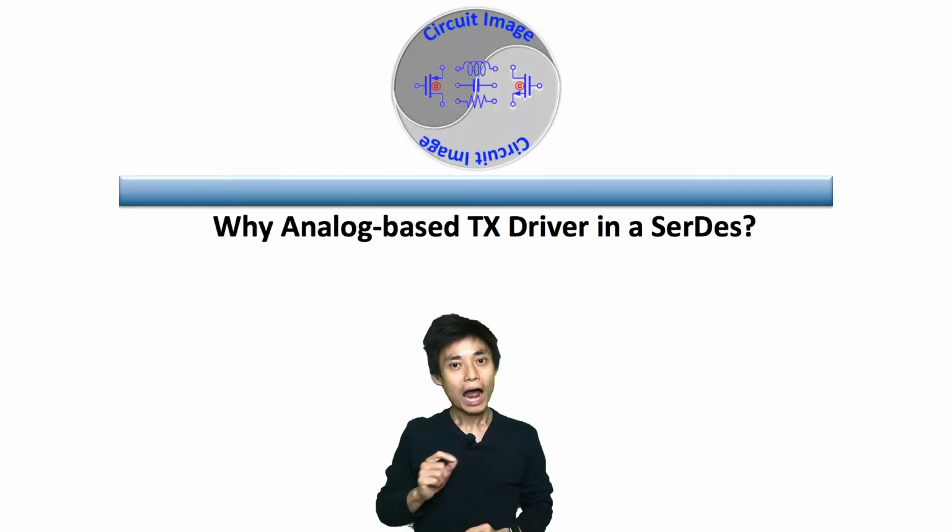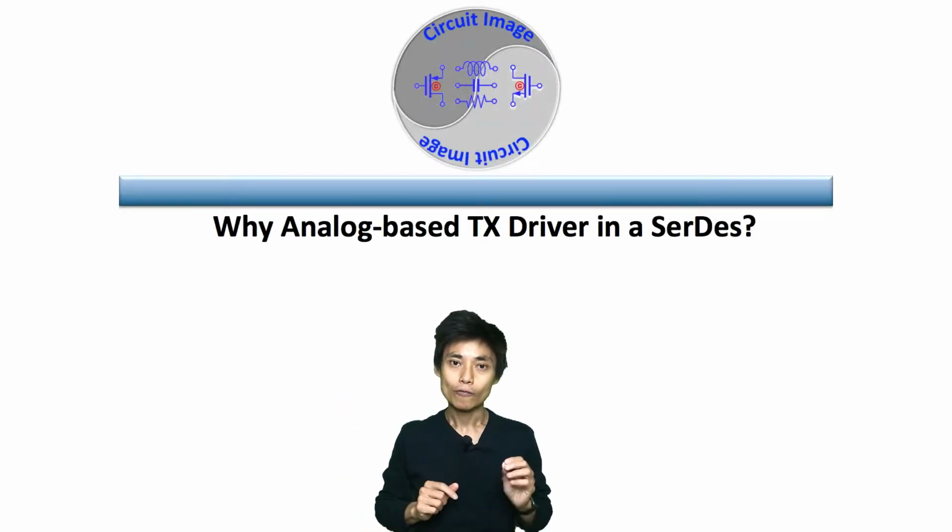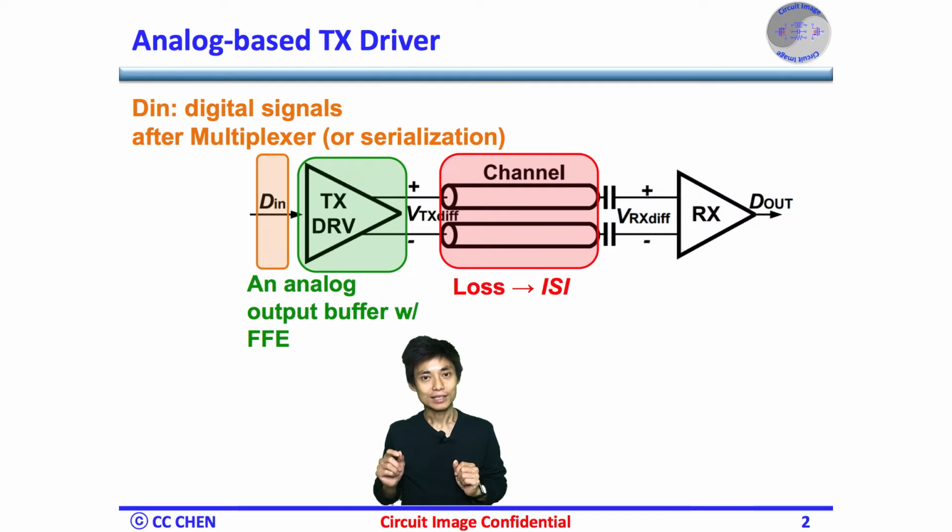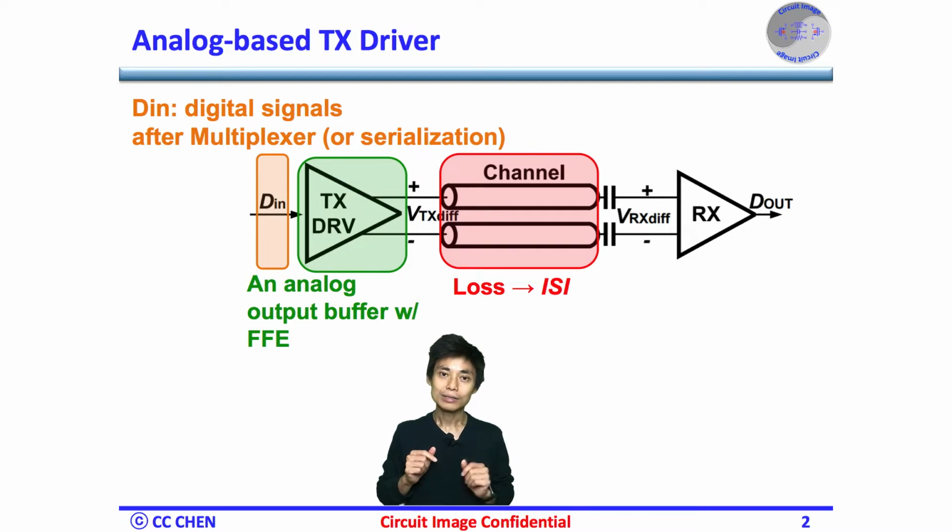In this video, I'm going to show the reason why we need an analog-based TX driver in the SerDes system. As we discussed in the Why TX driver video, the output driver in a SerDes is obviously an analog circuit, so that must be an analog-based TX driver. What do we emphasize here?